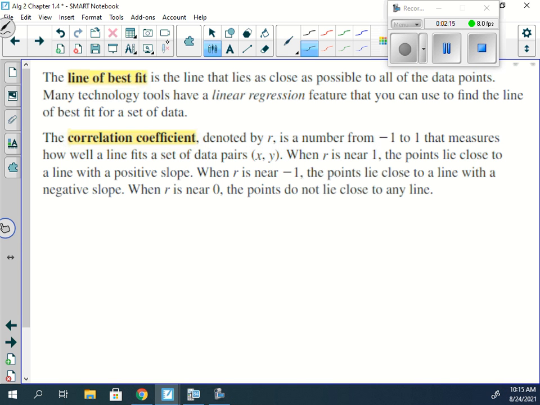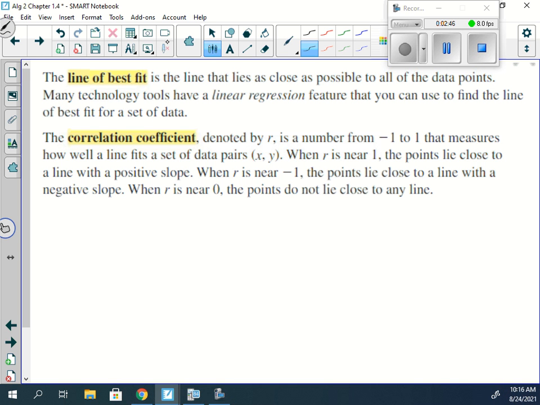When R is near 1, the points lie close to a line with a positive slope. When R is near -1, the points lie close to a line with a negative slope. We want 1 or -1. We want it to be as close as possible to one of those two. The closer that it is, the better the fit. So just because it's close to -1 doesn't mean anything. It just means the line's going down. If it's close to 1, it just means the line's going up. We want it to be one or the other.